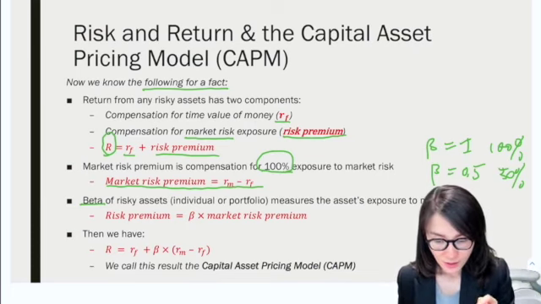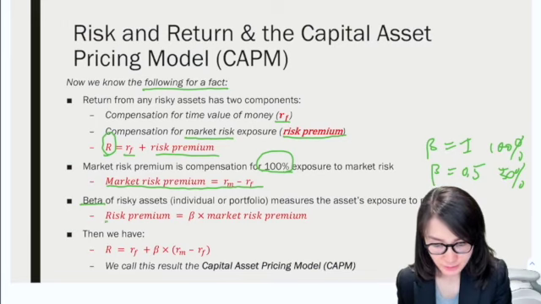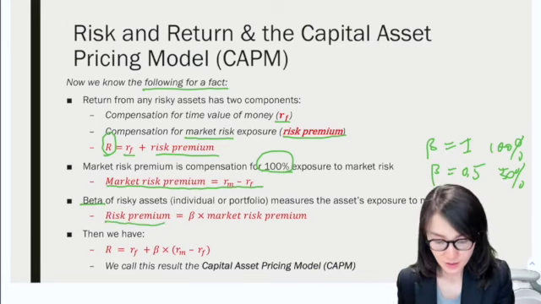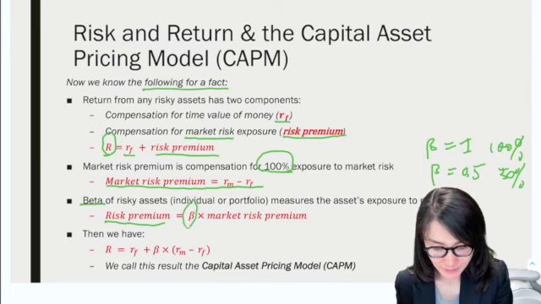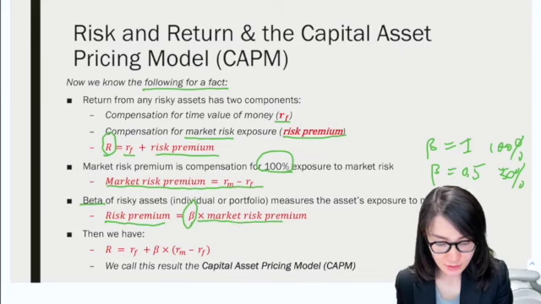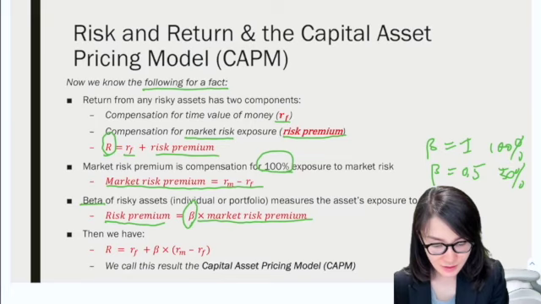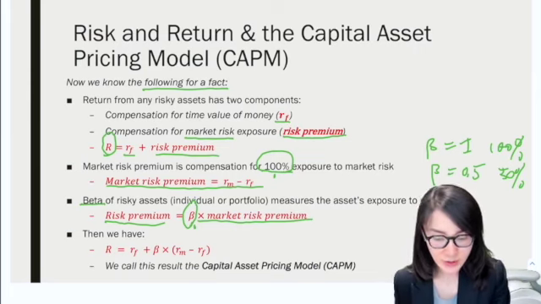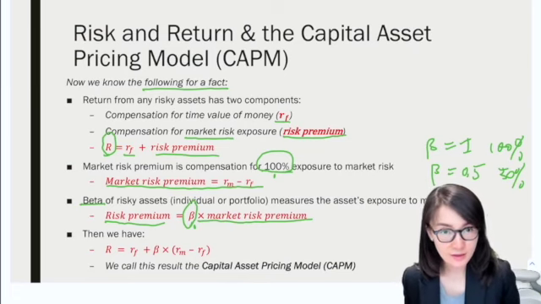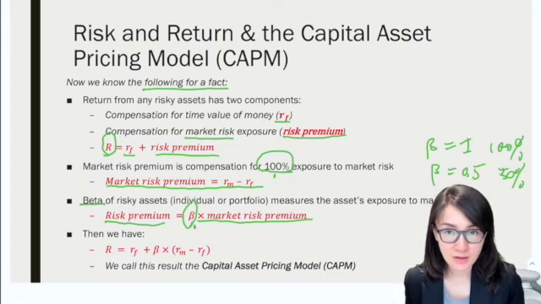And then when we try to measure the risk premium for any risky asset, we can simply have this beta, the fraction of exposure to market risk, times the market risk premium. Okay, so the market risk premium is the compensation for 100% of market risk, and beta is the fraction of your exposure to market risk. So beta multiplied by the market risk premium is your absolute exposure to market risk for any risky asset. This is a really crucial, important concept.